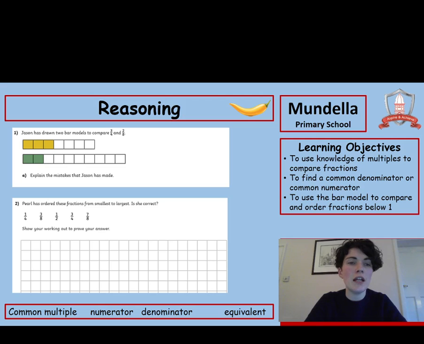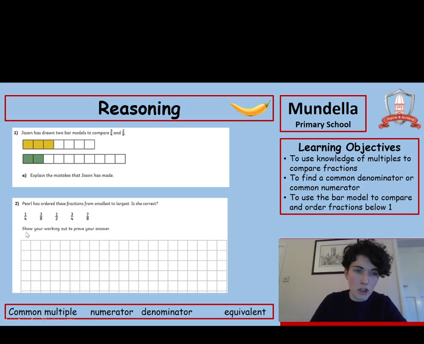Yellow chili pepper challenge, again, bar models are the way to compare and order these fractions. We've got our bar model here to compare, explain the mistakes that Jason has made, and then Pearl has had a go at ordering some fractions from smallest to largest. So the smallest fraction to the largest one. Is she correct? So here you have the opportunity to draw your own bar model in order to compare them.